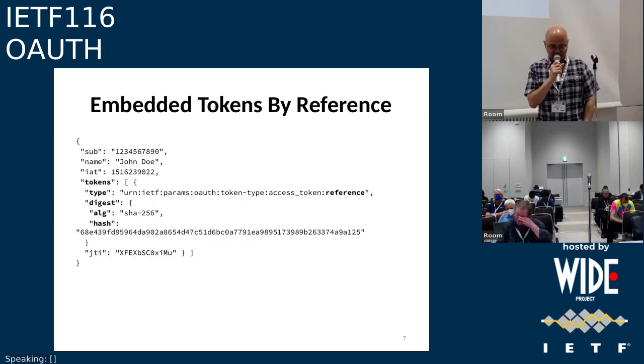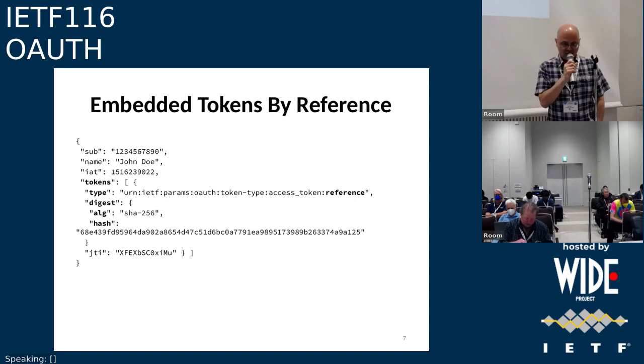And this is by reference. Again, similar to the previous one, you get a tokens claim which has a list of tokens. In this case, we're talking about a specific type called access token reference. It has a digest, which includes the algorithm being used, the hash of that token, and the JTI of that token. Next slide.